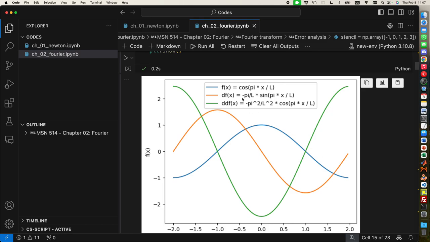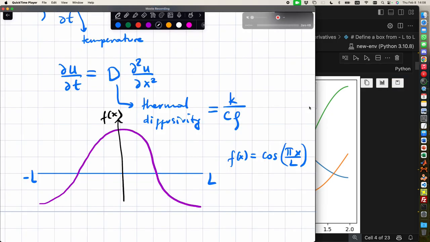Now, what about its derivative? Its derivative is minus pi over L times sine pi x over L, right? And its double derivative is minus pi squared over L squared times cosine pi x over L. So why are we starting with the cosine? Because as you can see, its second derivative is also cosine, right? You could have started with sine as well, or e to the ikx. But let's go with cosine, because I wrote the whole code with cosine.